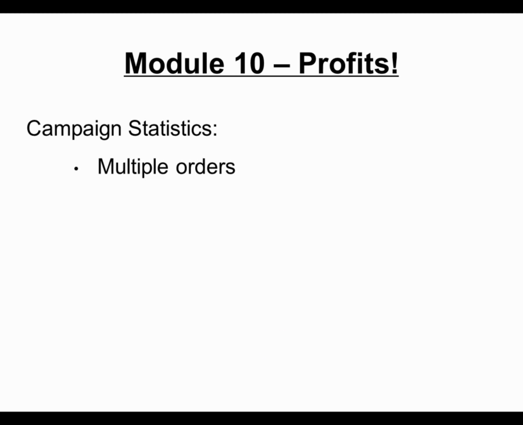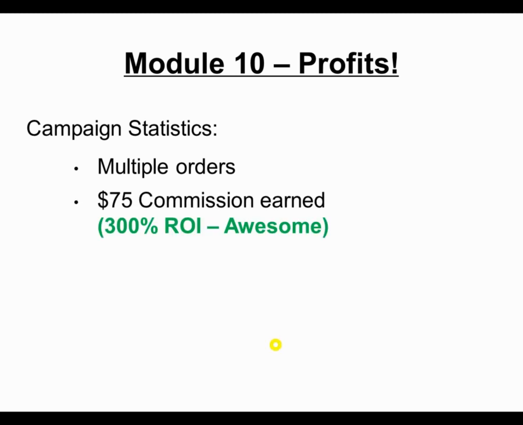I'll continue those. I've had multiple orders. So from those 140 hits, I've had multiple orders of that product and multiple commissions. When I woke up this morning and looked at the numbers, I had $75 worth of commission directly attributed to this campaign. And there's a few things I haven't done yet to improve this further.